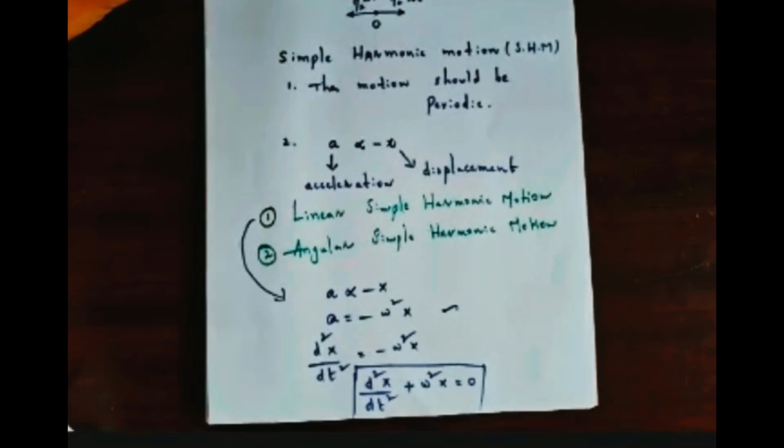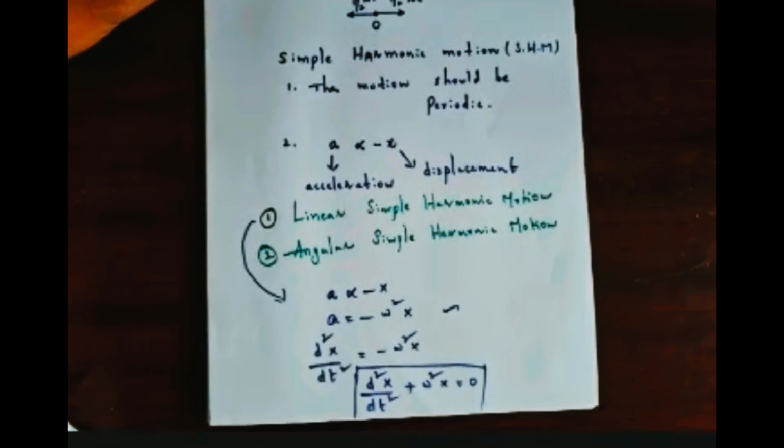Once again, I'm repeating this. Linear simple harmonic motion means the body has to travel horizontally or vertically, so along a straight line. Then we consider the topic of linear simple harmonic motion. Linear means translatory. So it has to travel along a straight line. That is the meaning of that.